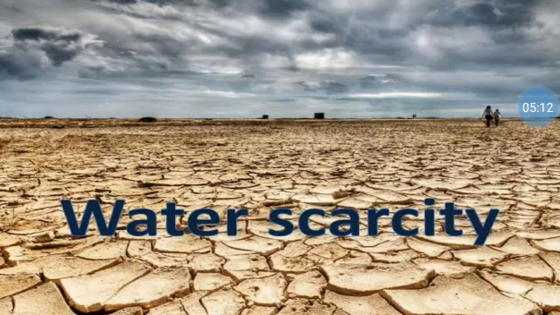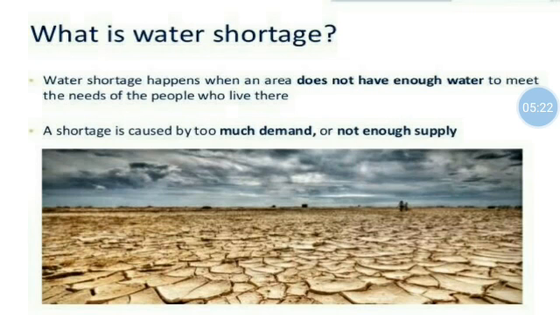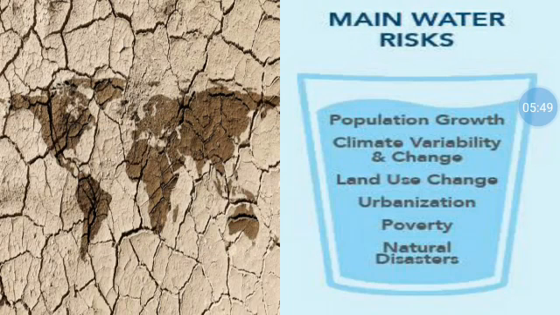What will happen if we do not save water? If we do not save water, it will lead to water scarcity. What is water scarcity or water shortage? Water shortage happens when an area does not have enough water to meet the needs of the people who live there. A shortage is caused mainly by too much demand or not enough supply. Water scarcity also occurs due to population growth, changes in climate, changes in land use, urbanization, poverty, and natural disasters.